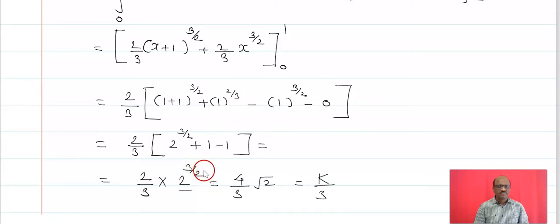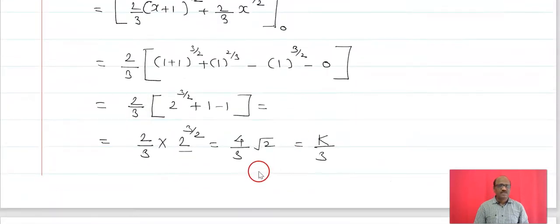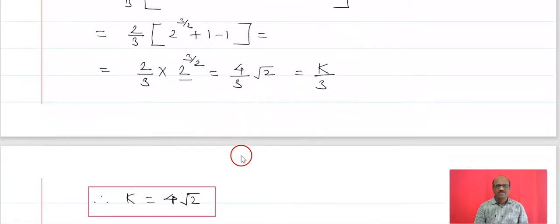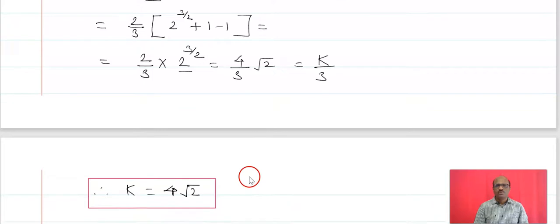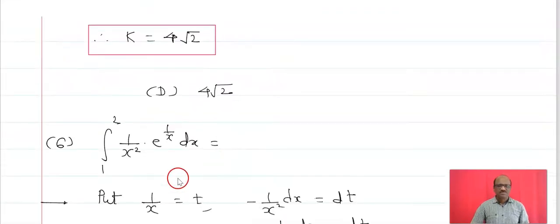And again, if we evaluate this, 2 raised to 3 by 2 म्हणजे काय? 2 into root 2, and 2 into 2 किती होणार? तर 4. That is 4 upon 3 into root 2, and that equals k by 3. Well, given it's k by 3. From the left and right, the 3 gets cancelled, and then you will get k equals 4 root 2, and that is the answer. Option D हा त्यामध्ये correct असणार आहे.